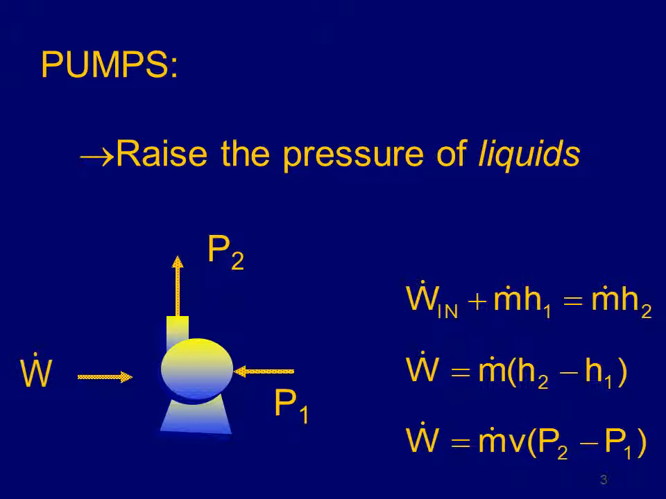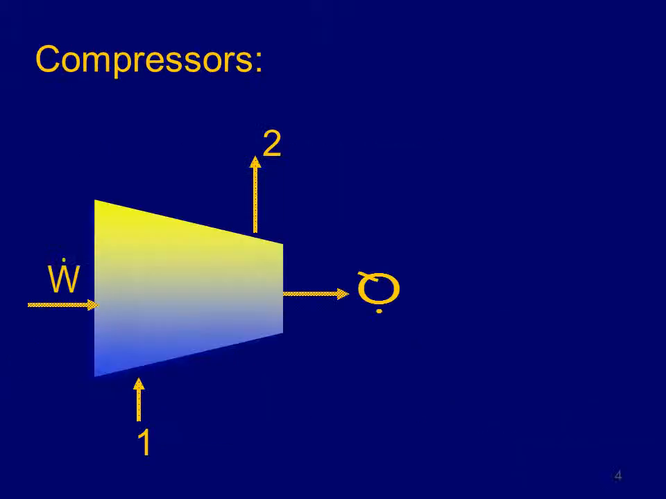Okay, so next, again, we're trying to raise the pressure of liquids with a pump, and you'll find that these are very small amounts of work that we have here. Work, again, mass flow times V delta P. When you're doing this in English units, you have to be very careful with your units. Multiply times 0.185 BTUs per PSI feet cubed.